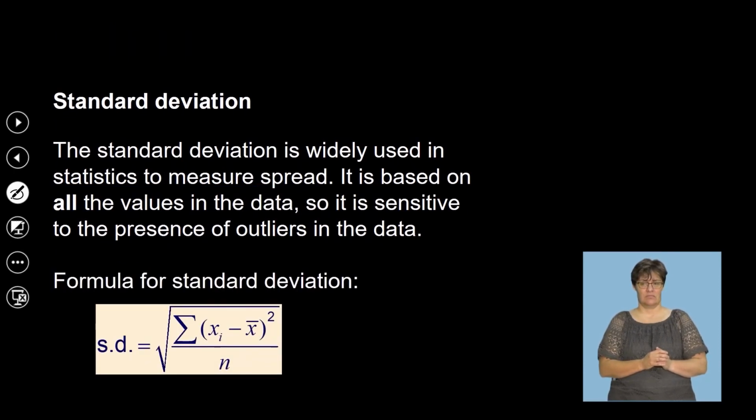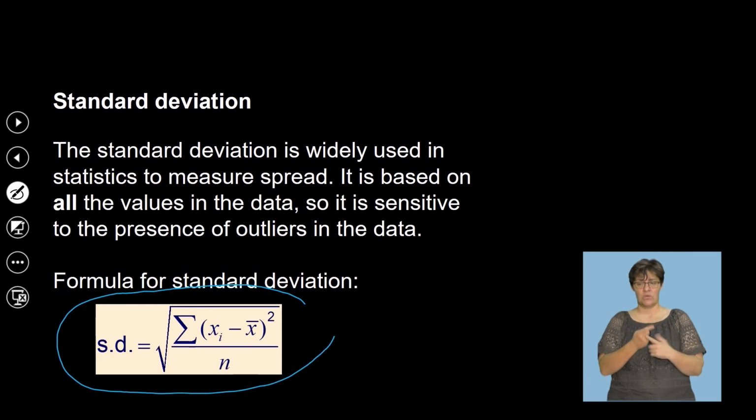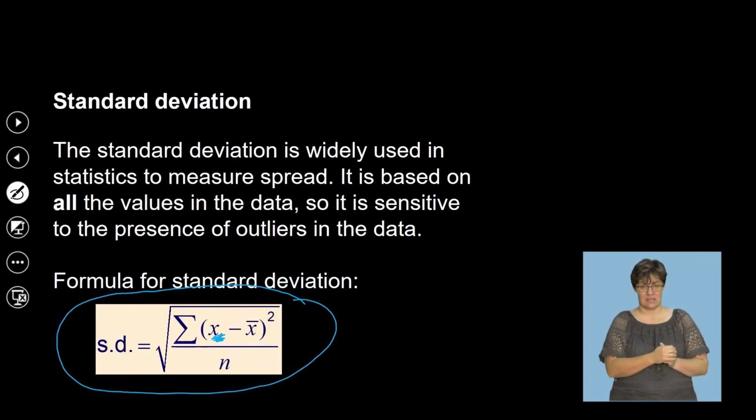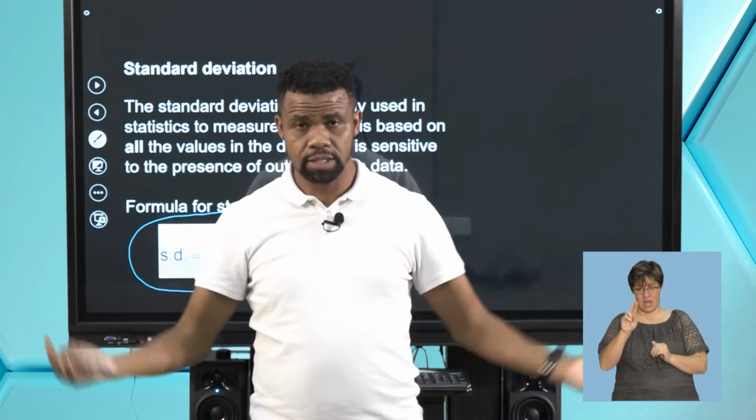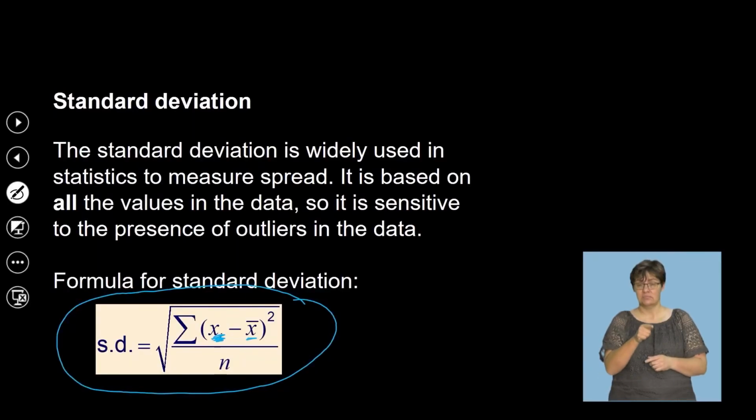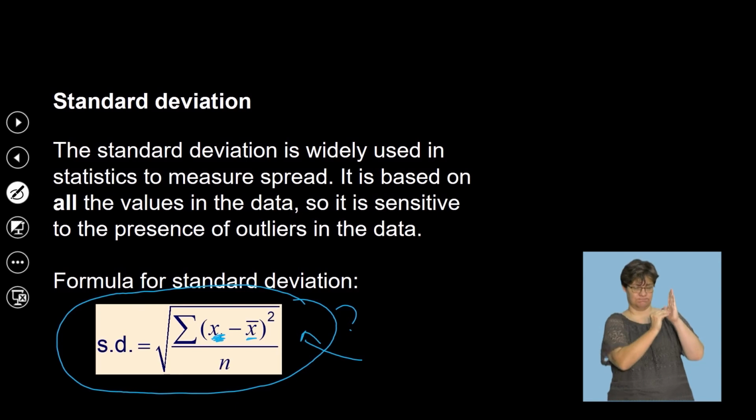So the standard deviation, we know it can be calculated by using this formula, but we can use our calculator. This implies the actual numbers minus the mean, you square that, and you divide by the sample size. Okay, so the standard deviation is widely used in statistics and measures the spread. To use this formula, it's better to group the data first. But we'll use our calculator. I'll show you how to use the calculator to calculate the standard deviation.